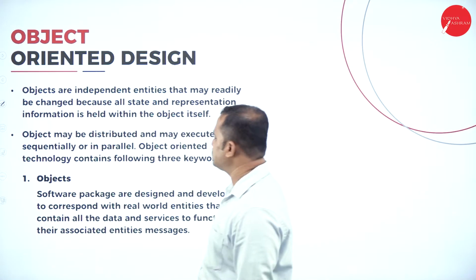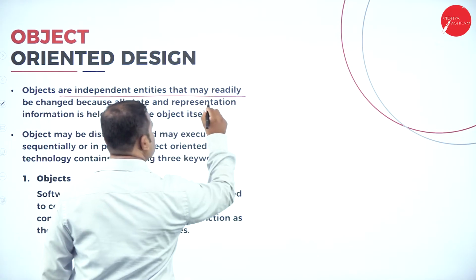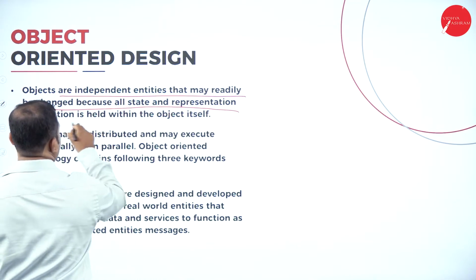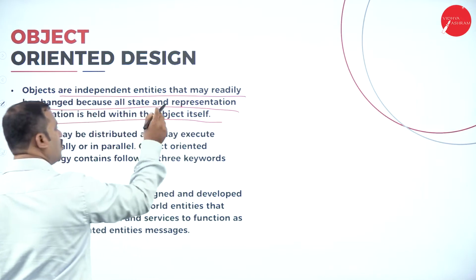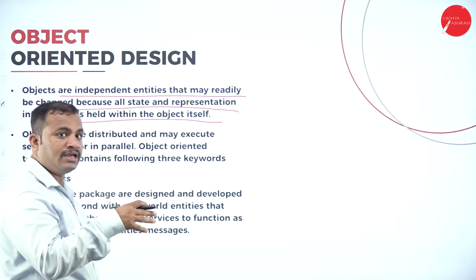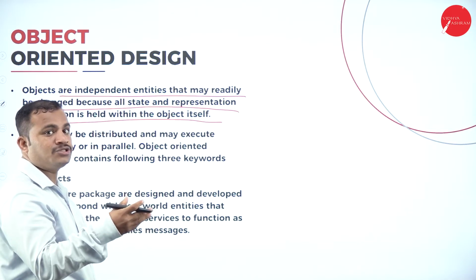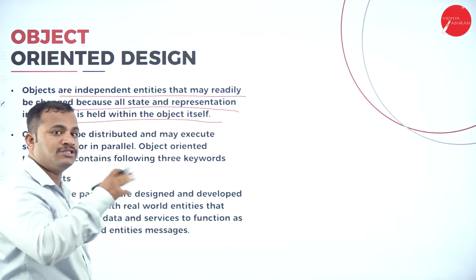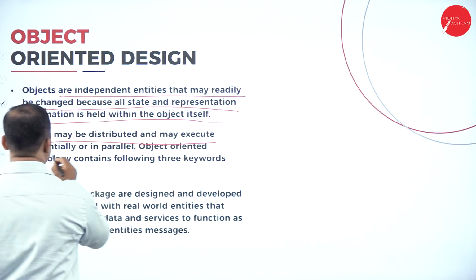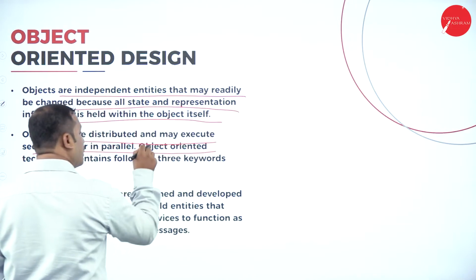If that is the case, objects are independent entities that may readily be changed because all states are representations. Information is held within the objects itself. That means the functions and properties will get a chance to execute only when the objects are created. That means the objects may be distributed and may execute sequentially or in parallel.